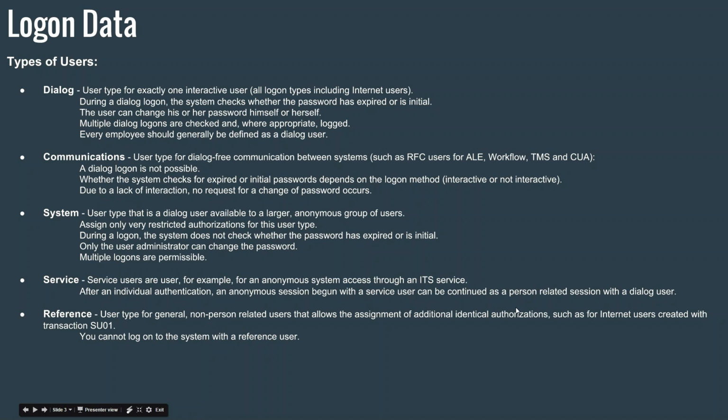Next is the reference user. This is a user type for general, non-person-related users that allows the assignment of additional identical authorizations. So this is sort of a reference to any user. It's sort of a template, such as for internet users created with transaction SU01. You cannot log on to the system with the reference user because it is a template.